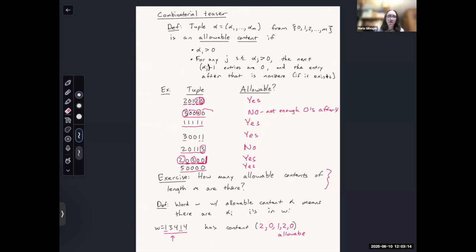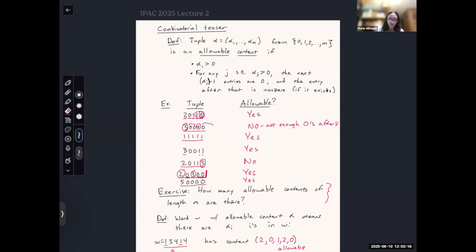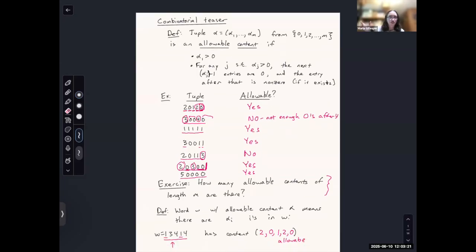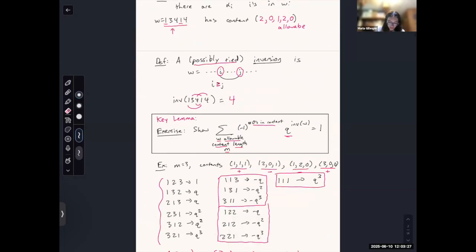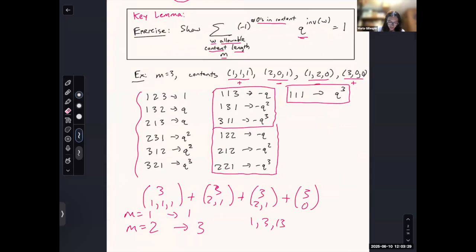Thank you, and thanks everybody for coming to the third lecture. Last time I just wanted to go over a couple of things from last time to reorient where we're at. So I gave this combinatorial teaser about words that have allowable content.